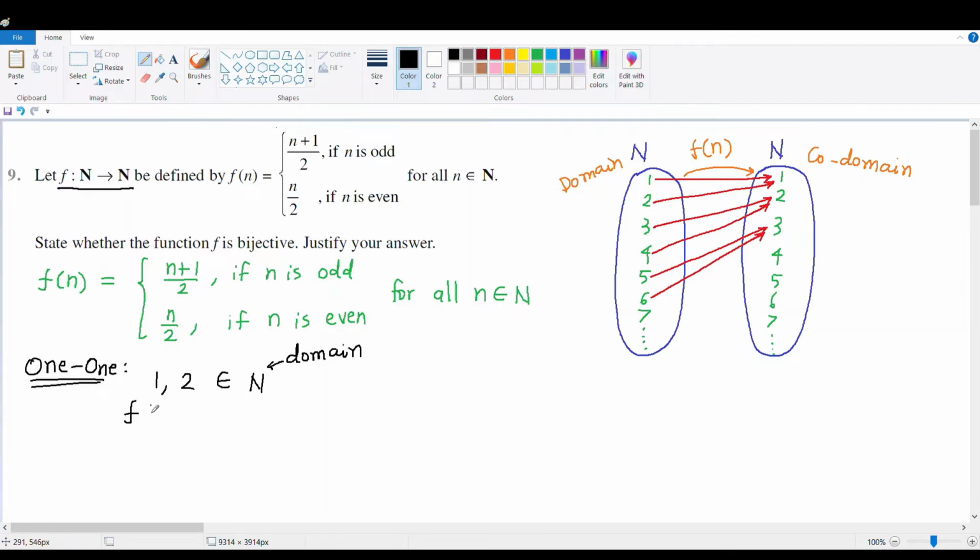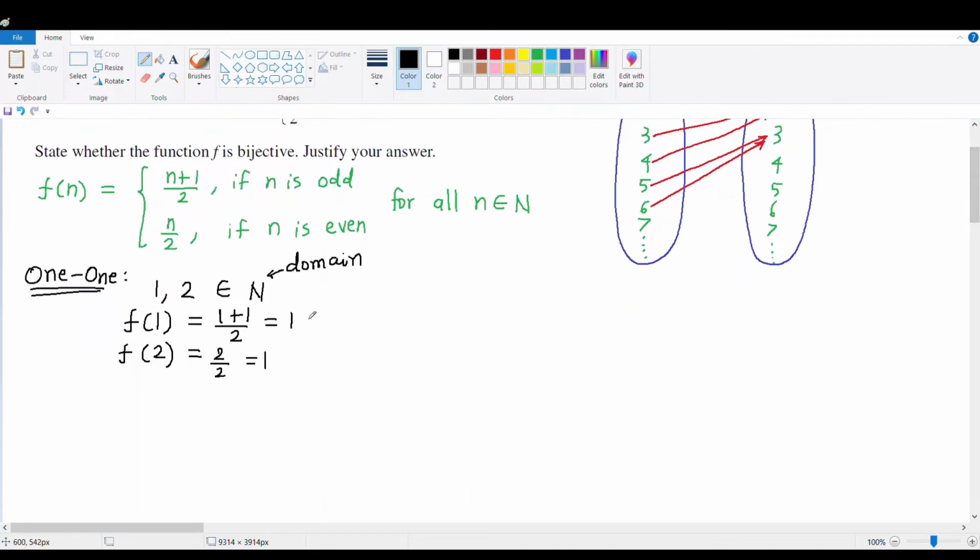And if you find f of 1, since 1 is odd, you are going to use this equation. So (1 plus 1) over 2, and you are going to get 1. If you plug in 2 in there, 2 is even, so you are going to use this equation. So 2 over 2, you are going to get 1.